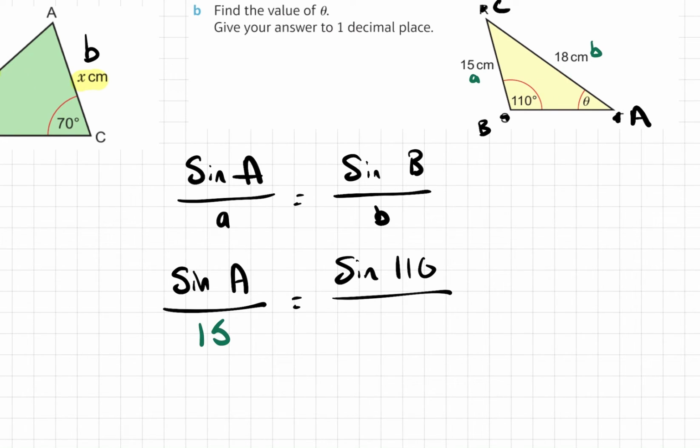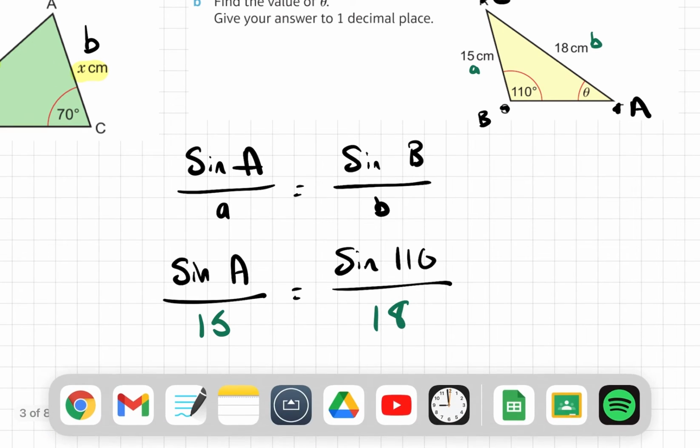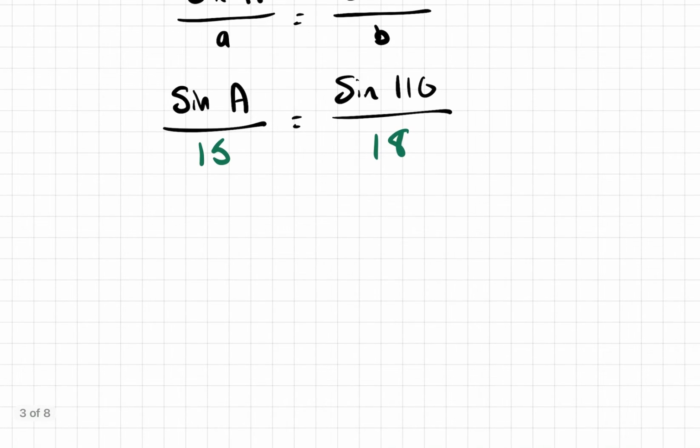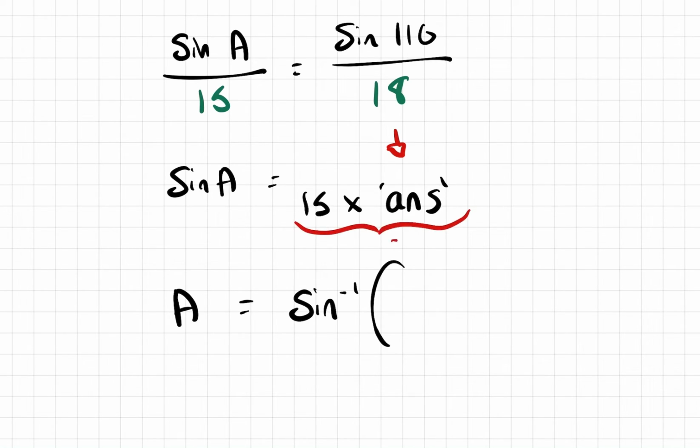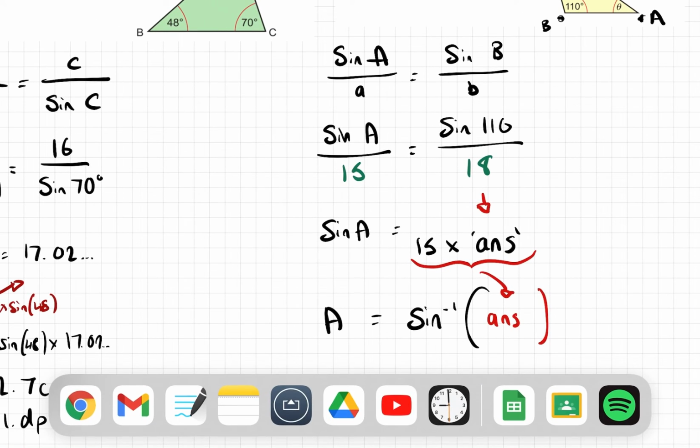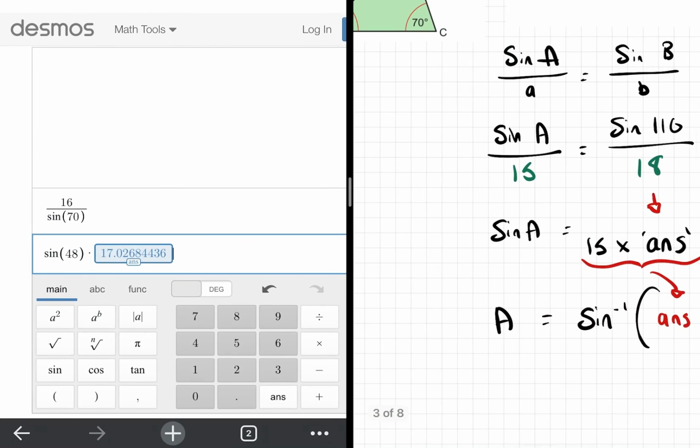Okay, now get a calculator back. I'm going to show you the full step first. So now, sine of A is going to equal whatever this answer is times 15. So it's going to be 15 times our answer. We put that in the calculator. Therefore, A is going to equal sine to the -1 of this answer here. I'm going to show you now in the calculator so it makes perfect sense.